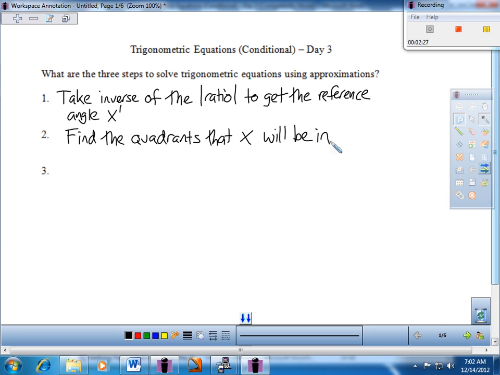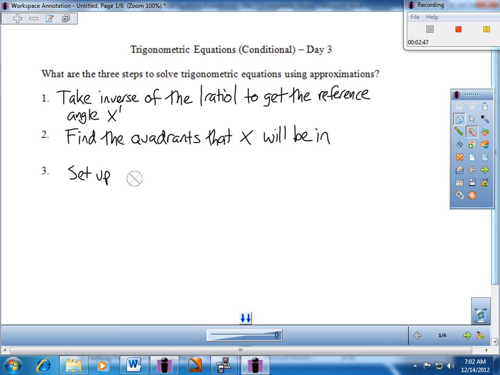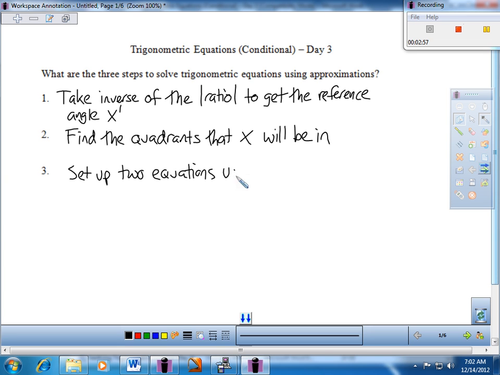And then number 3 is set up an equation. Well, really 2 equations. Let me modify that quickly. Typically that's how it's going to work, as we probably will have 2 quadrants. So set up 2 equations using the quadrant rules, and we laid out the quadrant rules on the previous notes worksheet, to solve for the variable.